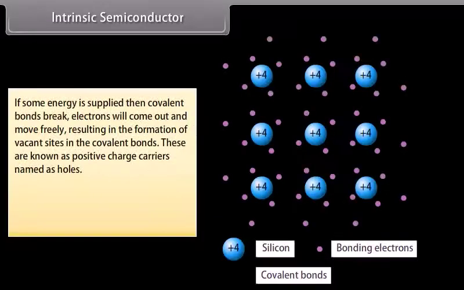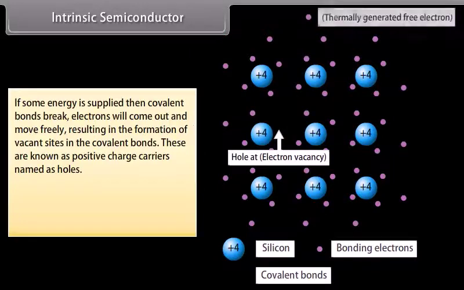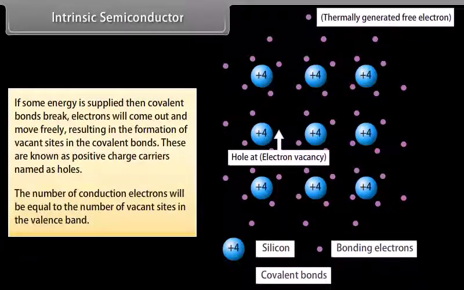If some energy is supplied, then covalent bonds break. Electrons will come out and move freely, resulting in the formation of vacant sites in the covalent bonds. These are known as positive charge carriers, named holes. The number of conduction electrons will be equal to the number of vacant sites in the valence band.